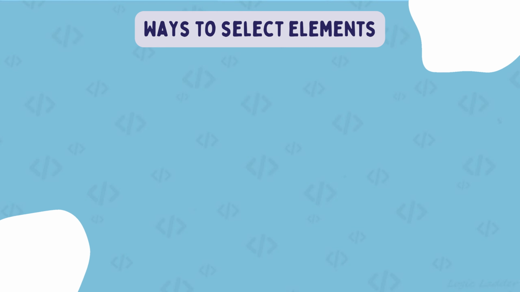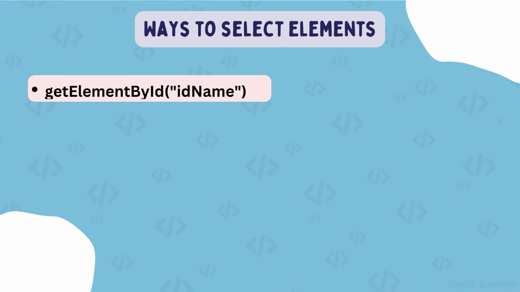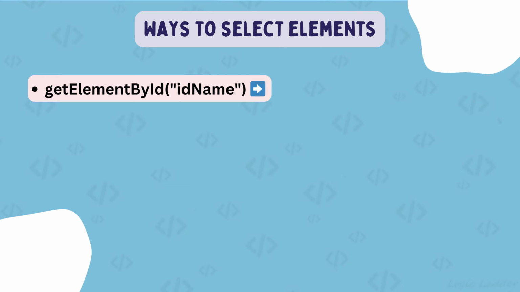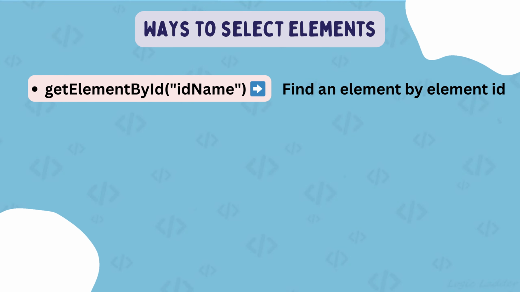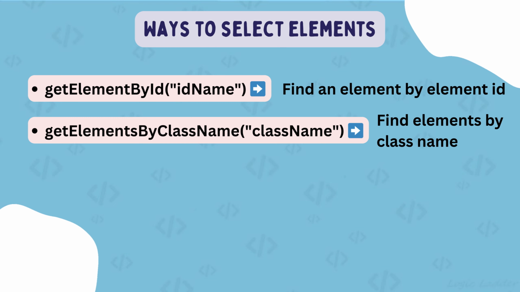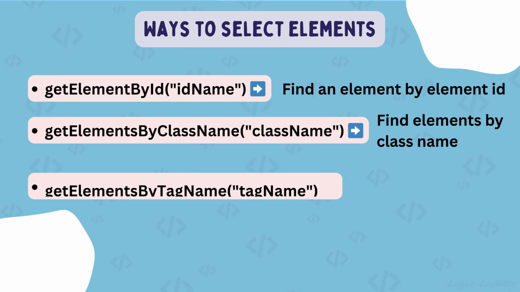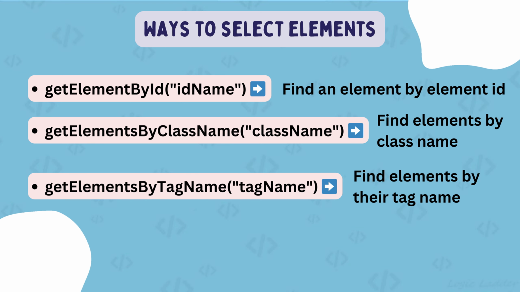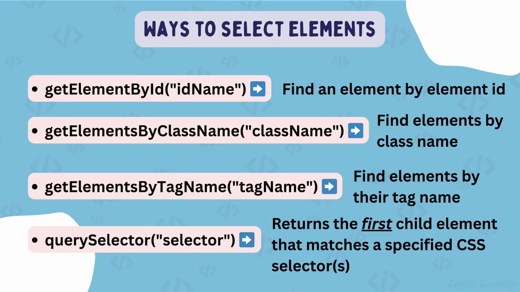To work with the DOM, we first need to select elements. There are different ways to do this. We can select an element by its ID name. For this, you need to use the getElementById method, and inside brackets you need to write the ID of the element you want to select. Similarly, we can select elements by their class name using the getElementsByClassName method. You can also select elements by their tag name using the getElementsByTagName method of JavaScript. You can even select an element by using CSS selectors with the JavaScript querySelector method.